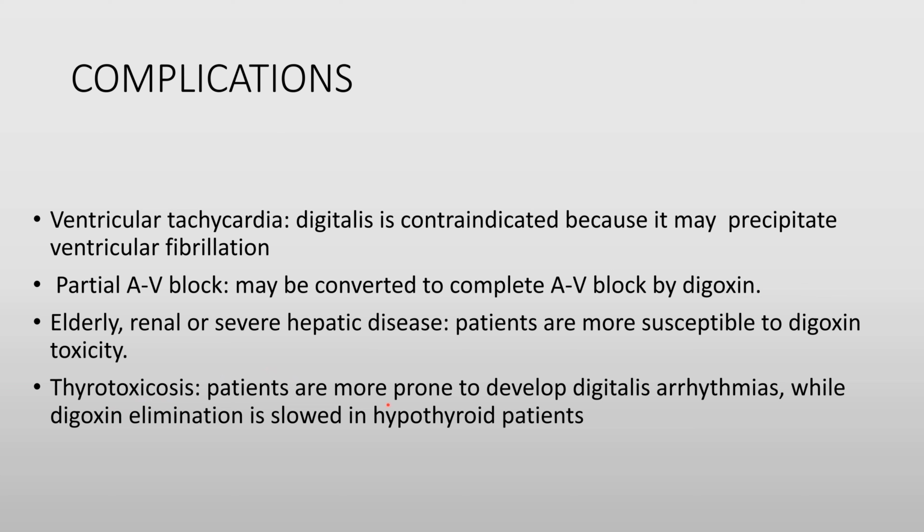Thyrotoxicosis. Patients are more prone to develop digitalis arrhythmias, while digoxin elimination is slowed in hypothyroid patients. Thyroid hormones have direct effects on the heart, including increasing heart rate and contractility, and digoxin also affects the heart rate and contractility. When used together in individuals with thyrotoxicosis, there is an increased risk of cardiac effects, which potentially leads to arrhythmias or worsened cardiac function.